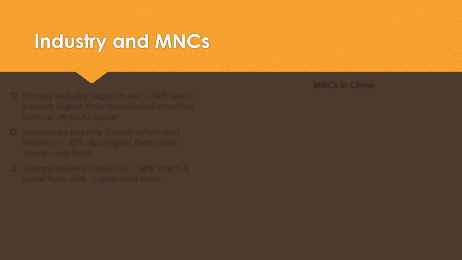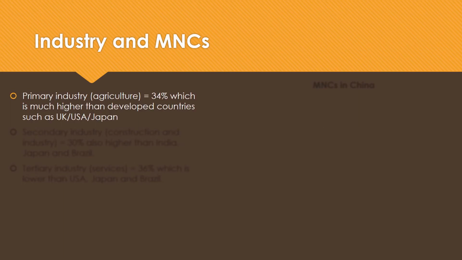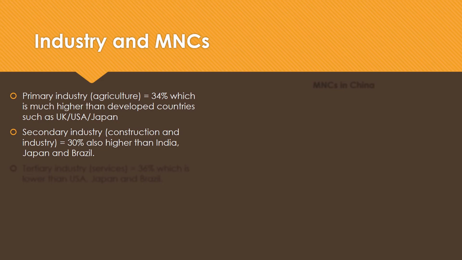Okay, moving on to the different industries then. The primary industry, remember this is farming and agriculture. There's about 34% of people in China that work in this particular area, and that's much higher than the more developed countries such as the UK, USA, Japan. So that could be a reason why it's not got as high an HDI as some of those.